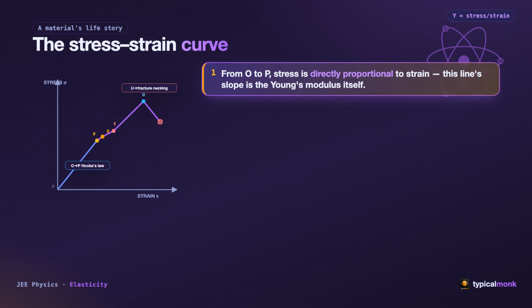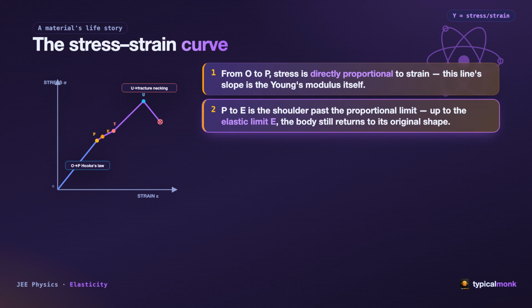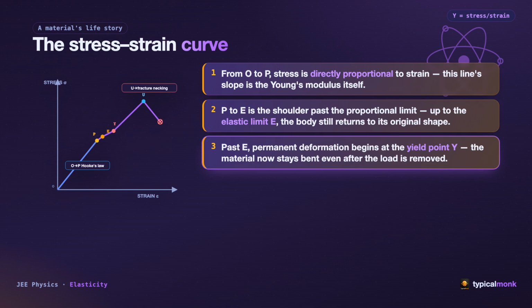Look at this curve carefully, because every material tells its whole life story along it. From the origin up to point P, stress rises in a straight line with strain. This is Hooke's law in action, and the slope of that very line is the Young's modulus. Just past P sits the elastic limit, point E. Up to here, remove the load, and the body returns exactly to its original shape, no matter how many times you repeat it. Cross point E, and the story changes forever.